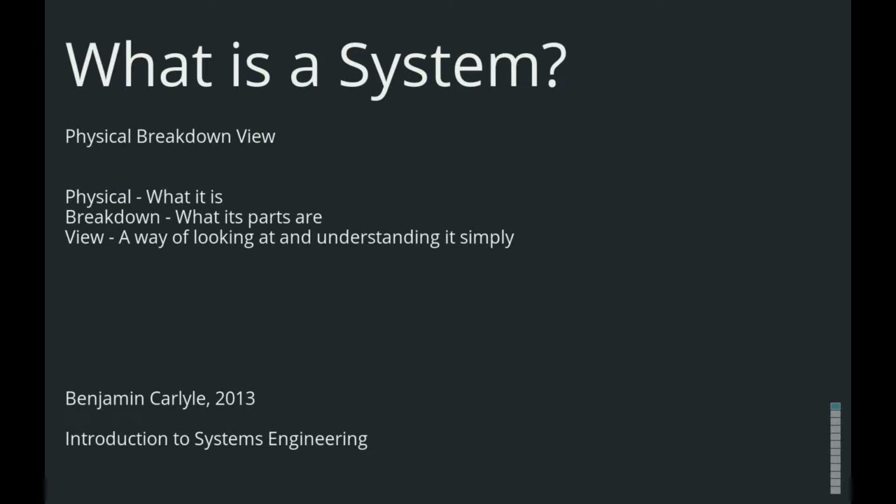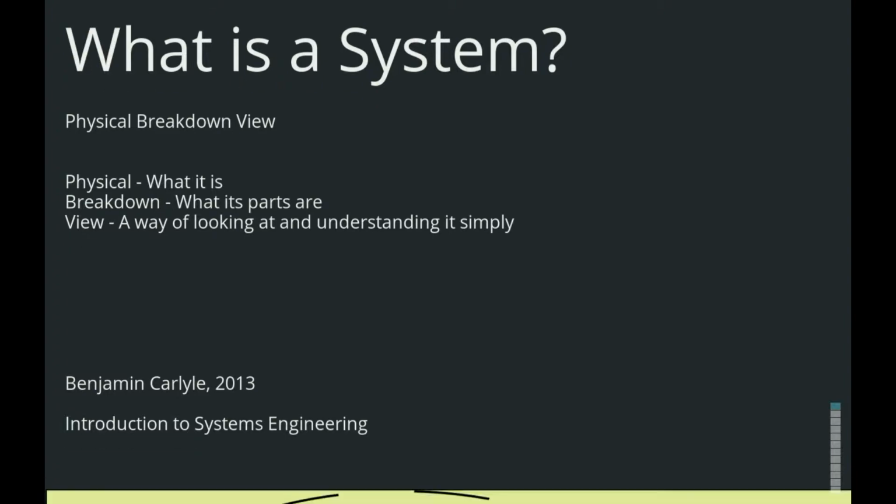What is a system? Physical breakdown view. What is physical? What it is. What is breakdown? What its parts are. What is a view? A way of looking at and understanding it simply. Last time we talked about a physical context view with a system of interest that's part of the universe.